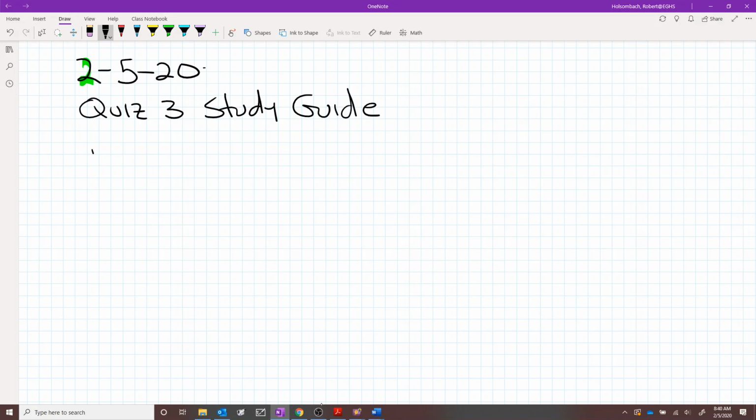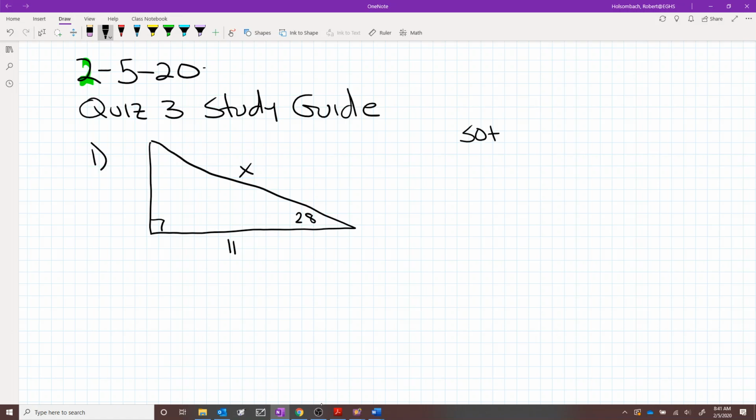Number 1. You are finding the value of x, and you've got a right triangle with a 28-degree angle, a side that's 11, and x is your hypotenuse. For these first 4 problems, you're going to be using sine, cosine, and tangent. On your study guide, on your quiz tomorrow, make sure you have the acronym SOHCAHTOA written on there.